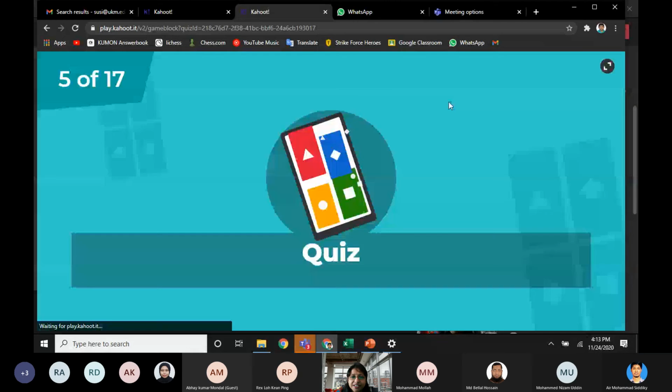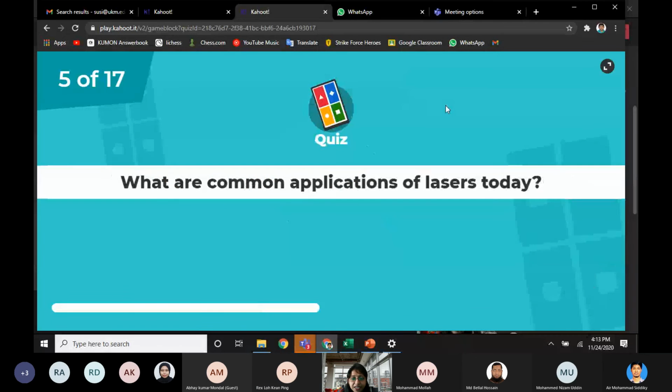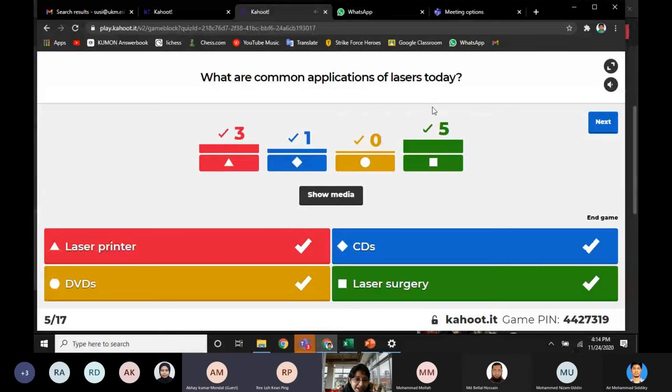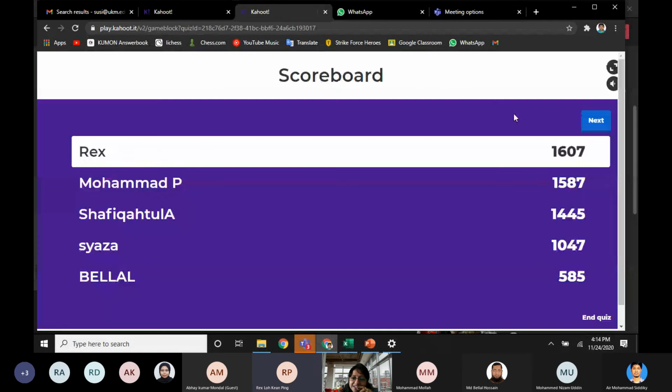Okay, next question, number 5. What are common applications of lasers today? Time's up. The answer is all. You can use lasers in laser printers, DVD, CD, and also laser surgery. So let's see. Rex number 1, Pomad number 2, Shafika number 3.